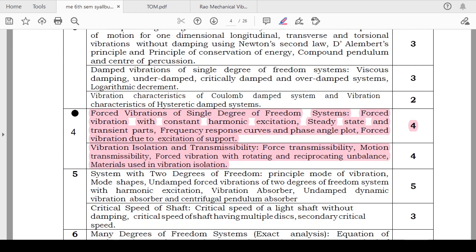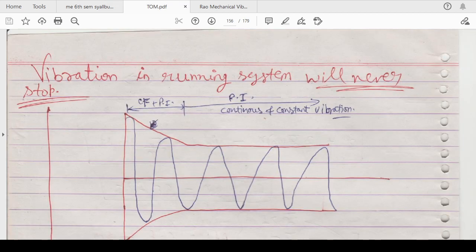So today we will try to discuss constant harmonic excitation, the different steady and transient parts, how the frequency response curve will look, and the role of the phase angle plot. So that we will see. Let's go to that.